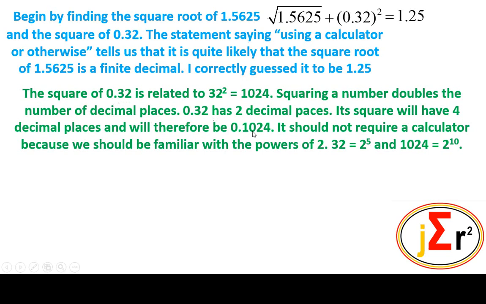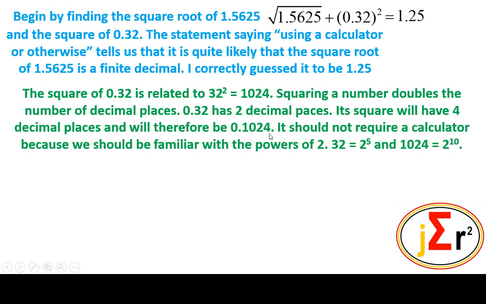Squaring a number doubles the number of decimal places. 0.32 has 2 decimal places. Its square will have 4 decimal places and will therefore be 0.1024 because it's related to this figure. And we have 2 places of decimal. We need to have 4 decimal fractional places.